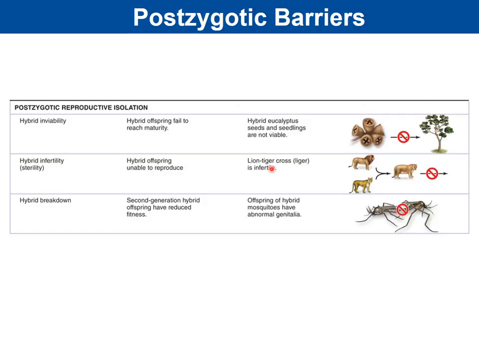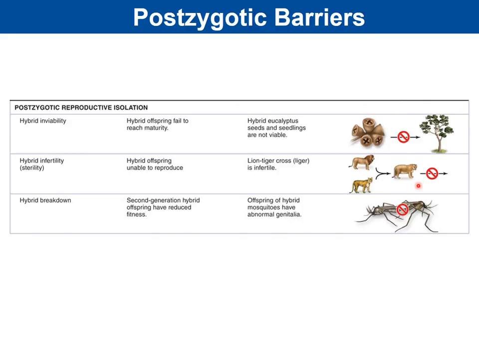We also get hybrid infertility, where the hybrid offspring are unable to reproduce. Again, we've talked about a horse and a donkey. They can reproduce together and form a mule, but a mule is not a species because it's infertile. There are many hybrids that demonstrate hybrid infertility. There is such a thing as ligers. If you cross a lion and a tiger, you get a liger. But these ligers are infertile, and so a liger is not a species. It's a hybrid, but it can't go on to produce fertile offspring. And that's why we would say a lion is one species and a tiger is another.